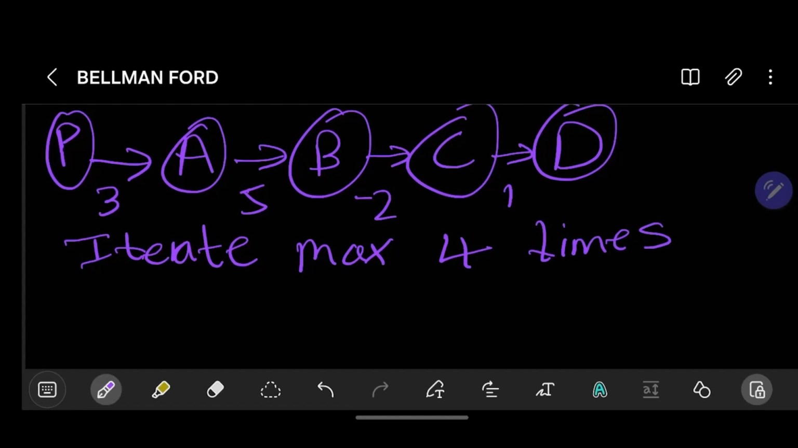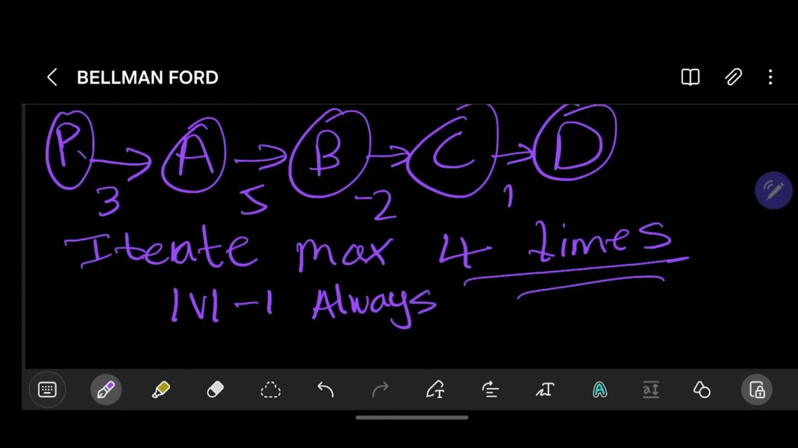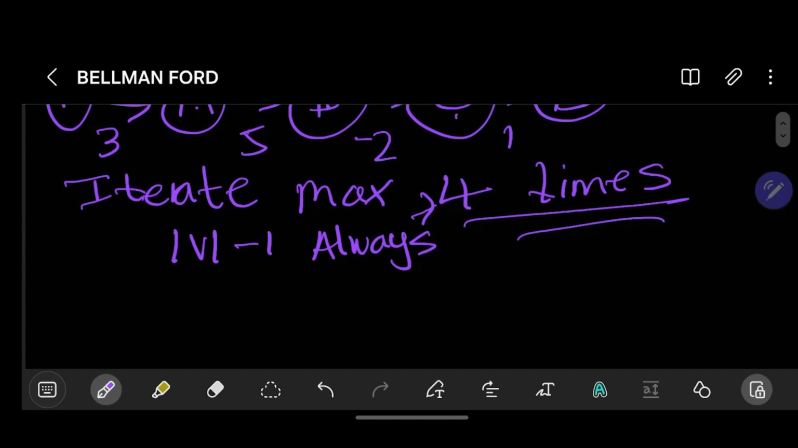So this is a guide that you need to remember, that you will go through an iteration of vertices v minus 1 always. So you have 1, 2, 3, 4, 5 vertices. So v minus 1 will be 4. So that's how we got our 4. So always ensure that it's v minus 1, or the number of vertices minus 1, from the starting node to any other node. That's how you are going to ensure that you're working on this correctly.